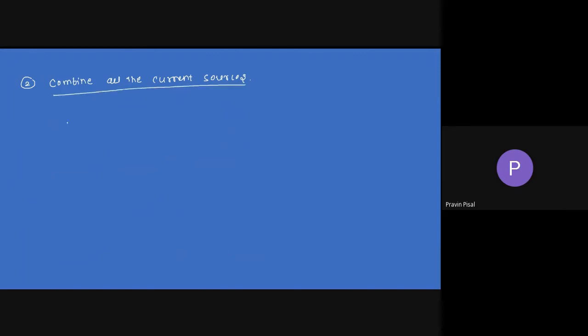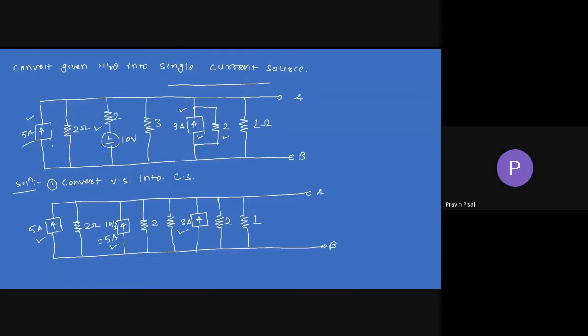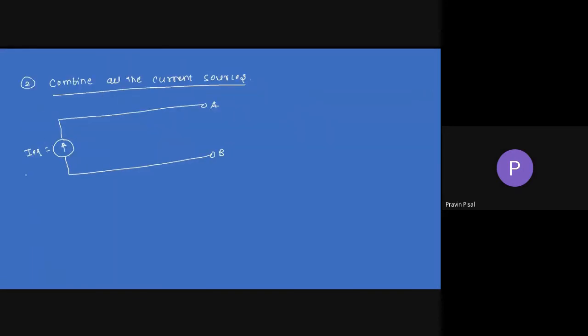Combine all the current sources, and now we will see what the answer will be. So this is the B point, this is the A point, this is I equivalent. Okay, so we will see which currents are there: 5 ampere, 5 ampere, and 3 ampere. So total is 13 ampere. Fine. So this is the total current source because we have added them.